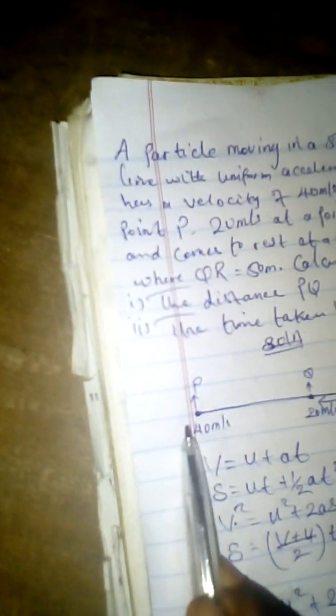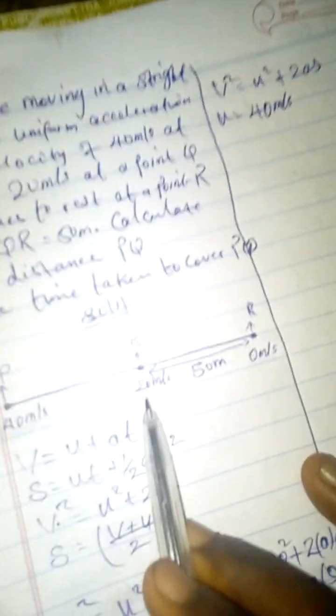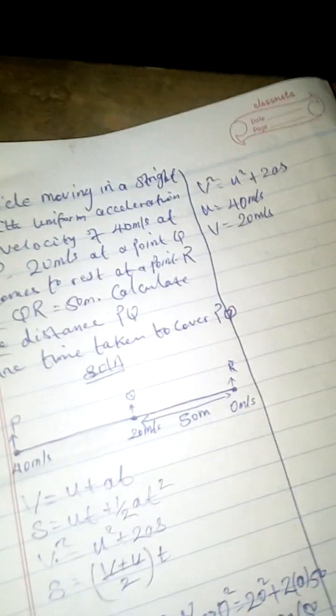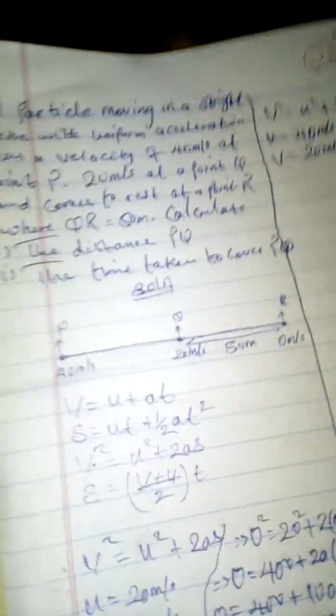Now let's collect our data again. Now in this particular point, from P to Q, we know the initial velocity was 40 meters per second. So here now U is equal to 40 meters per second, and the final velocity is 20. V is equal to 20 meters per second. I don't want you to ask me a question: why are we taking this one as the initial velocity when we are looking for acceleration?